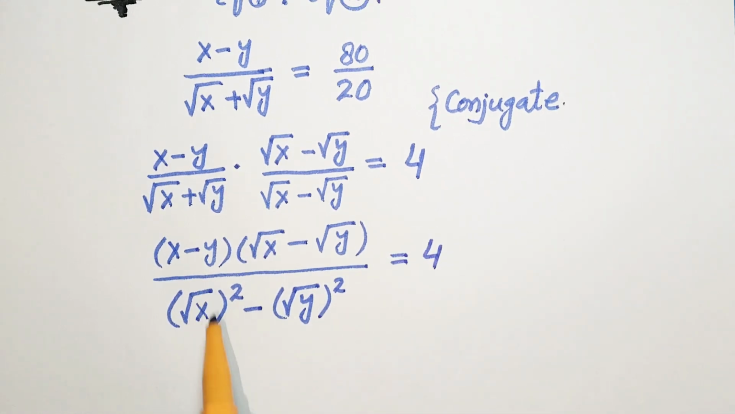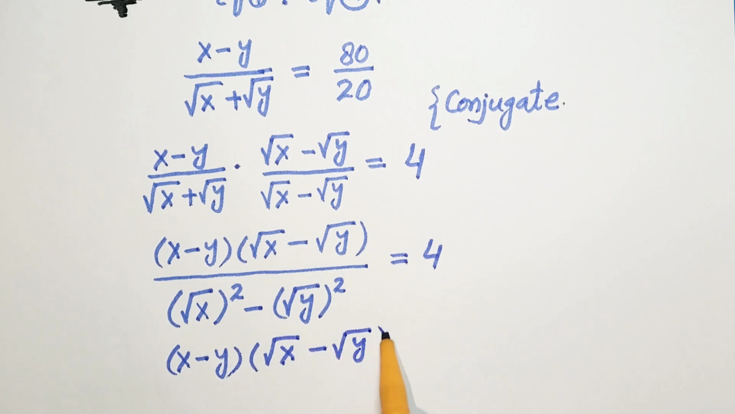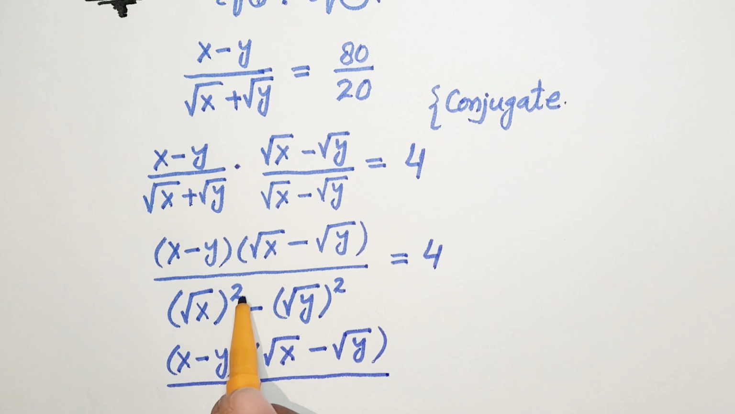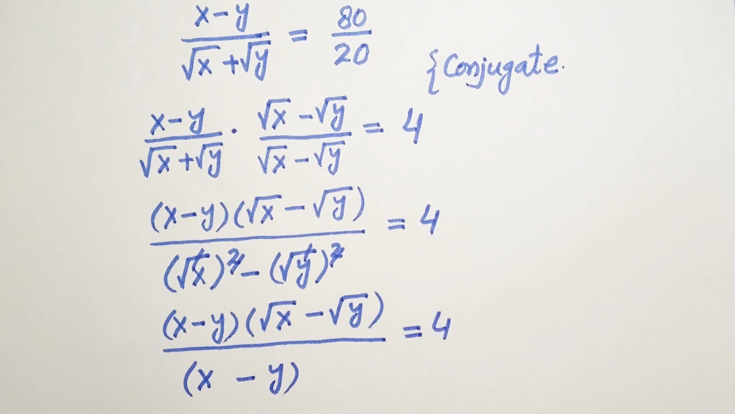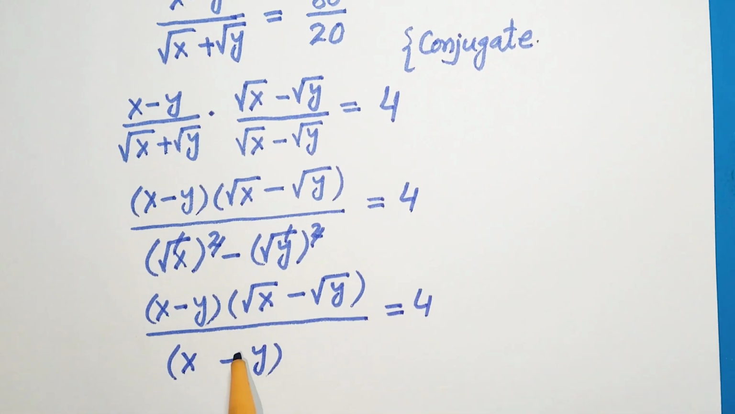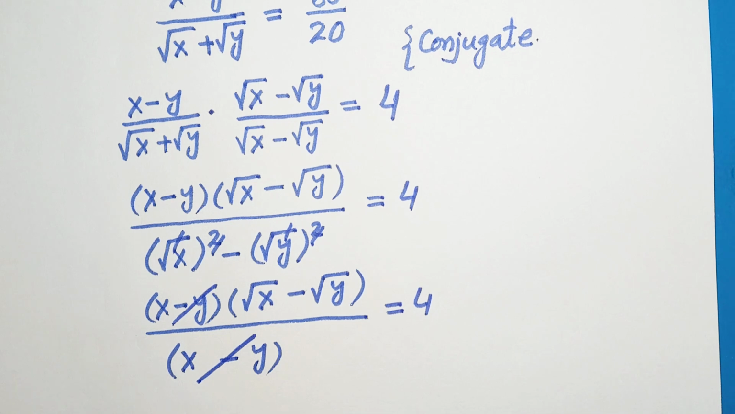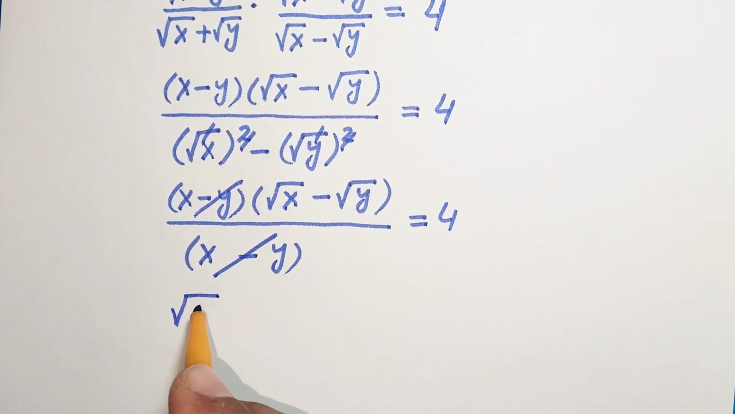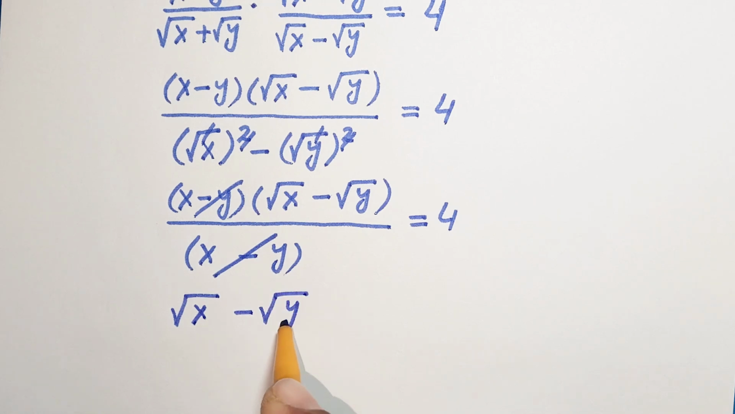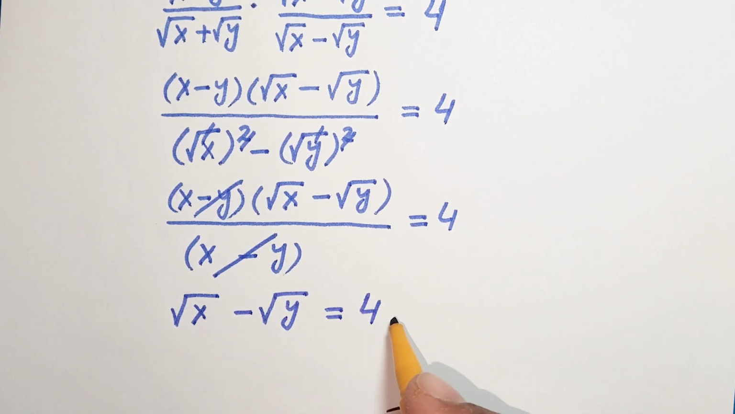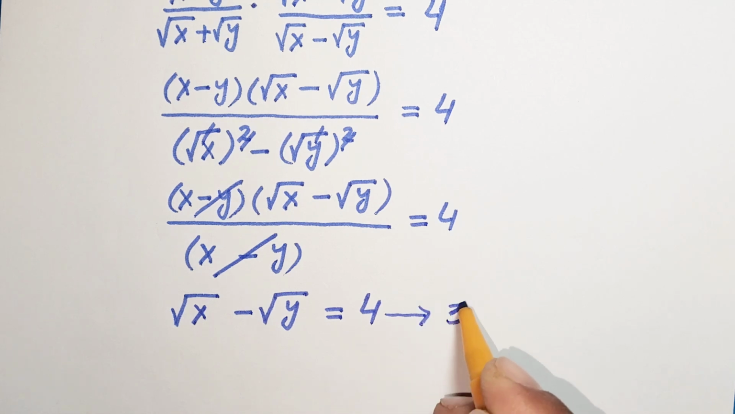Now here we see that x minus y times square root of x minus square root of y over, here cancelling square with square root, we have x, and similarly this square with square root we have y. So x minus y, which is equal to 4. Now cancelling x minus y with x minus y, we have square root of x minus square root of y is equal to 4. So let us consider it our equation number 3.